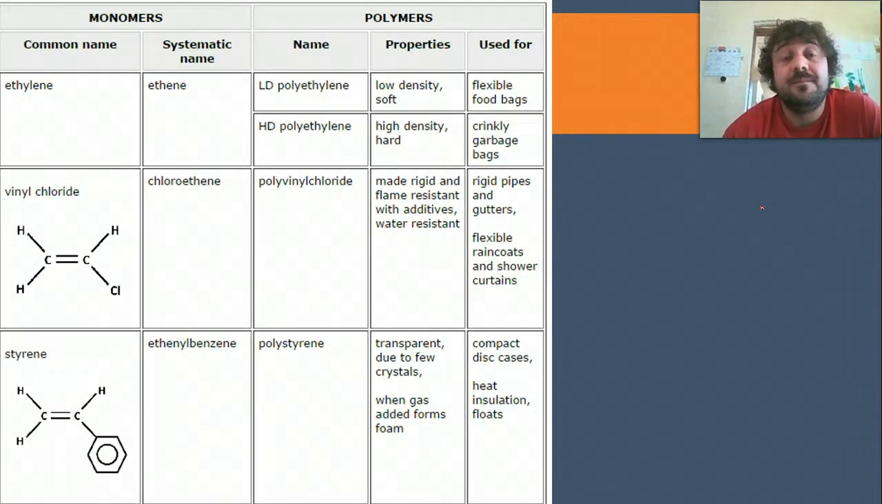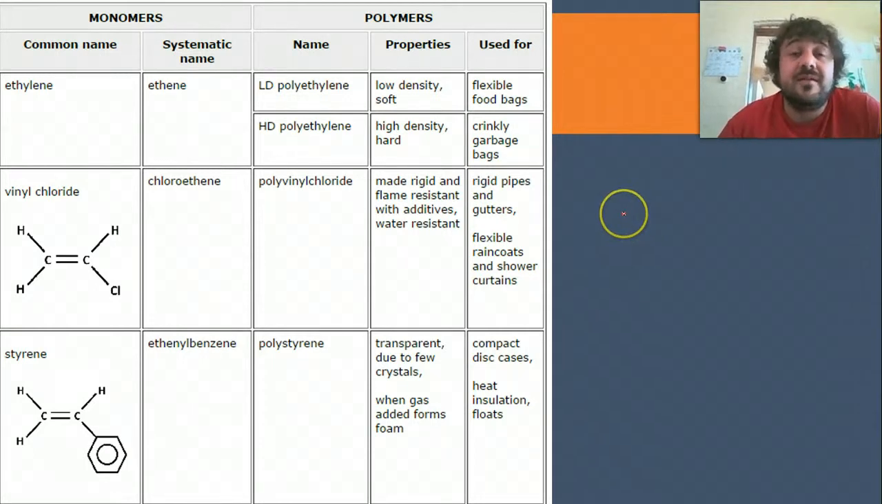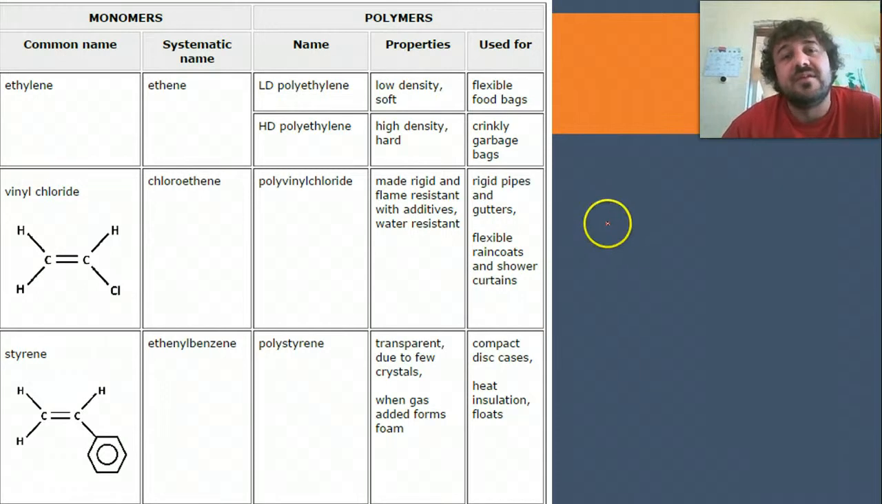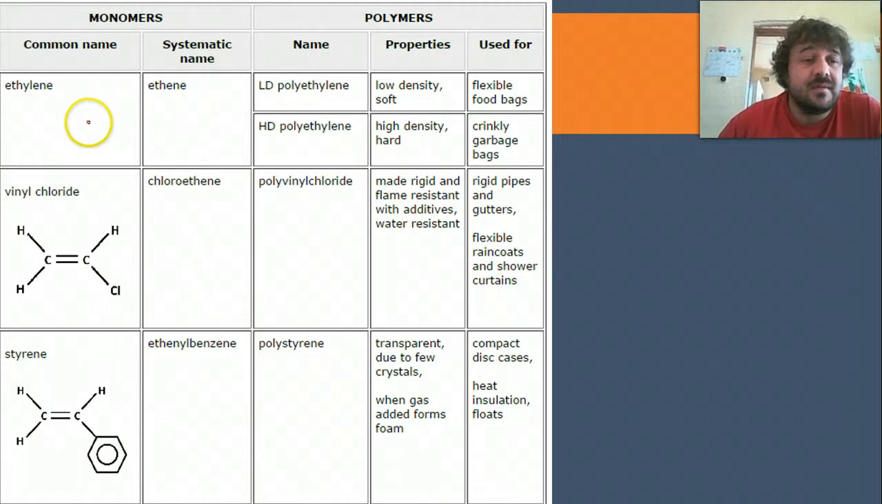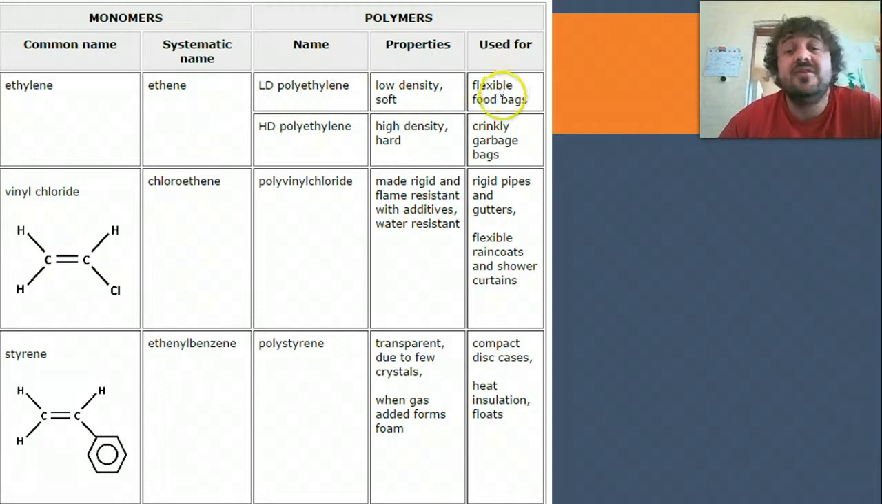All right, so this is our last bit here. Now this comes from the Charles Sturt University HSC website, HSC Online. If you're not looking at that to help bolster your summaries, then you should be. So we've got ethylene, we've gone through these. Low density polyethylene is low density, it's soft, that's its property, and it's used for flexible food bags. HD is high density, hard, and it's used for crinkly garbage bags. Basically, it's used for anything that you need to be hard.